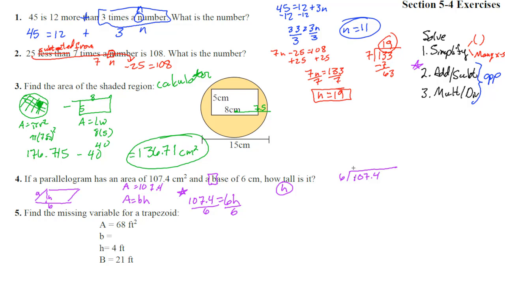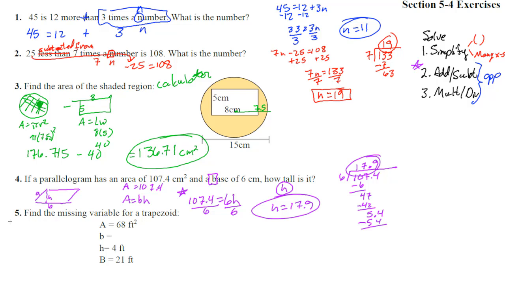107.4 divided by 6. 6 goes into 10 once. 1 times 6 is 6. 4, drop down the 7. 6 goes into 47 not quite 8 times, 7 times, which gives us a 42. Subtract and we get a 5. Drop down the decimal and the 4. 6 goes into 54 nicely at 9. 9 times 6 is 54. Subtract, we get a 0. So 17.9 on the dot. H equals 17.9. Fantastic.